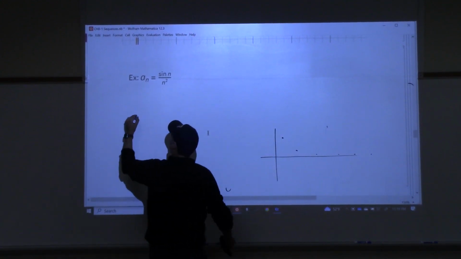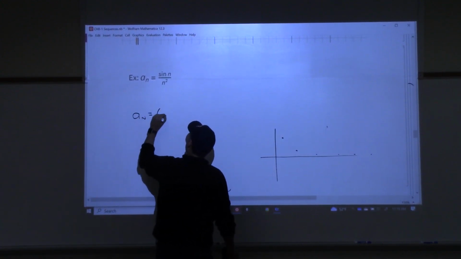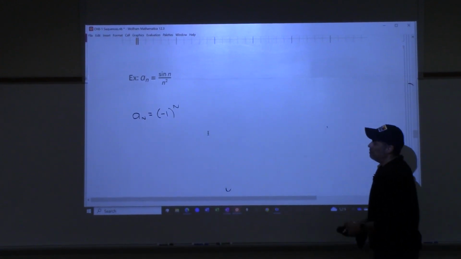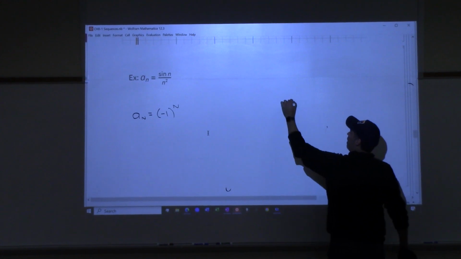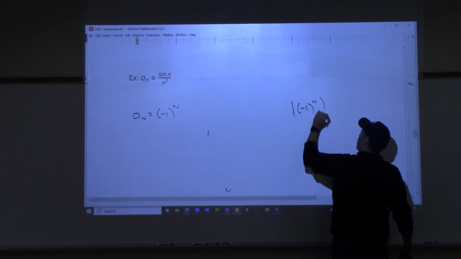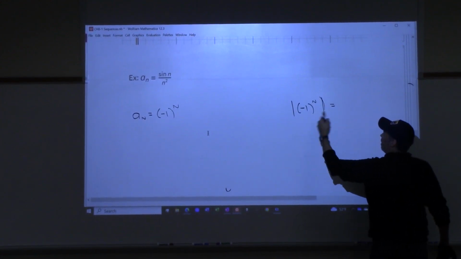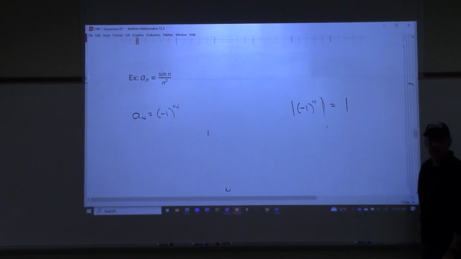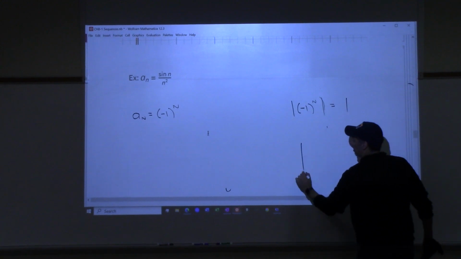How about this sequence? Simple example. Can we use the absolute value on this one? If I take the absolute value of that, what do I get here? What's the absolute value of (-1)^n? This is just 1, right? That's just 1. So what does that sequence look like?